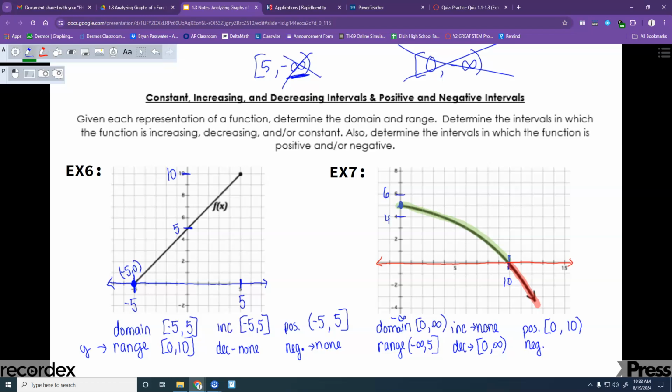So what would that be? Ten to infinity. And you'll use parentheses with both of those. With 10 because it's on the axis, with infinity because we always use parentheses with infinity.